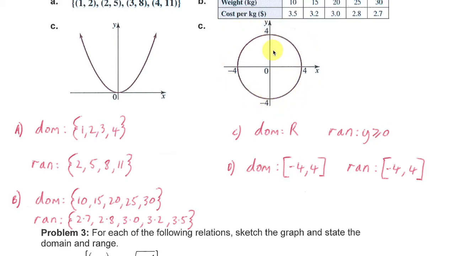For the circle, my domain, I can go from -4 to +4, and the range also from -4 to +4, including those. So that's why it's square brackets.